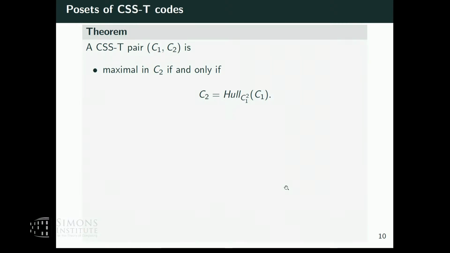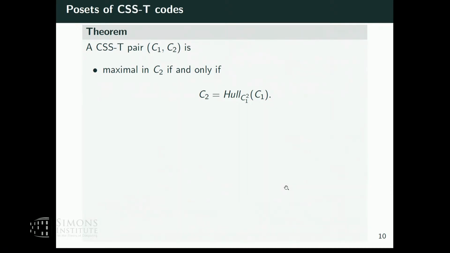All right, so I'm throwing lots of notation at you, but the components I think are quite basic, but let me show you what we can do with that. If we have a CSS-T pair C1, C2, we might wonder, is this as big as it could be? And what do we mean by big, right? Because we have two codes involved. The distance of the quantum code will depend on the dual of C2, right? So there's various things that we might want to maximize. It might be the minimum distance, or it might be the dimension of the code.